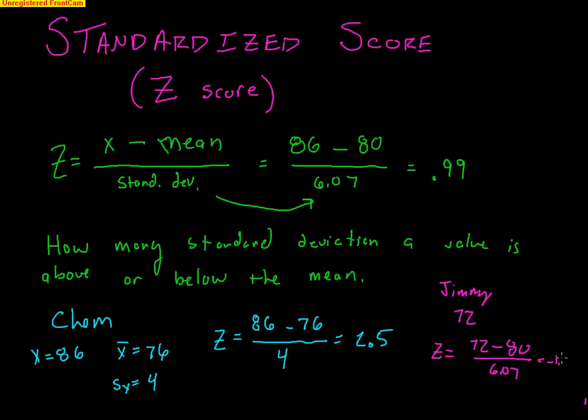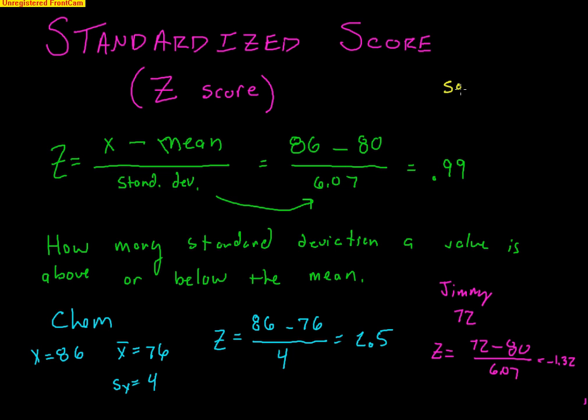Negative 1.32. The negative tells you he was definitely below the mean, and he was more than 1 standard deviation below the mean. So Jimmy, again, didn't do too hot. Remember, typical data is 1 standard deviation from the mean. Well, Jimmy was below that, so he didn't do so great on the test. Hopefully that's easy to point out and that makes a lot of sense. Let's just do one more real quick.